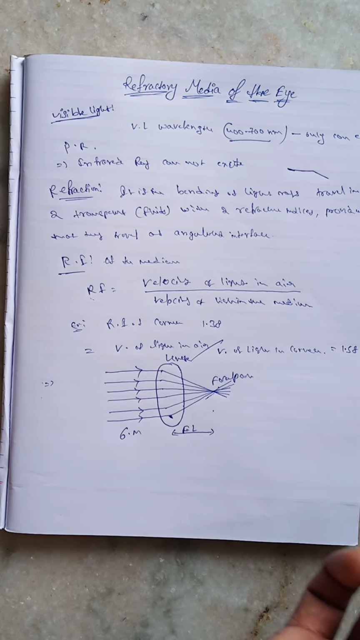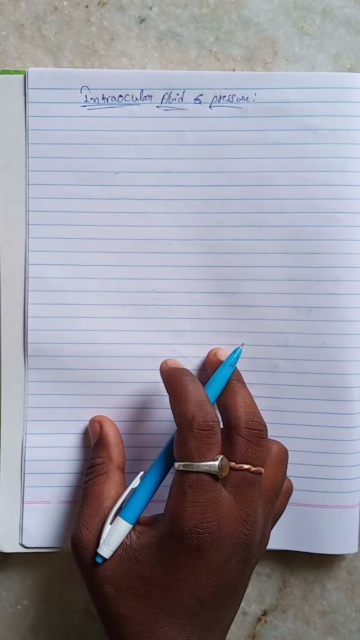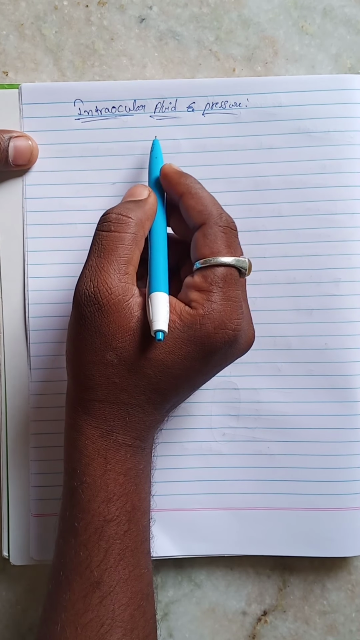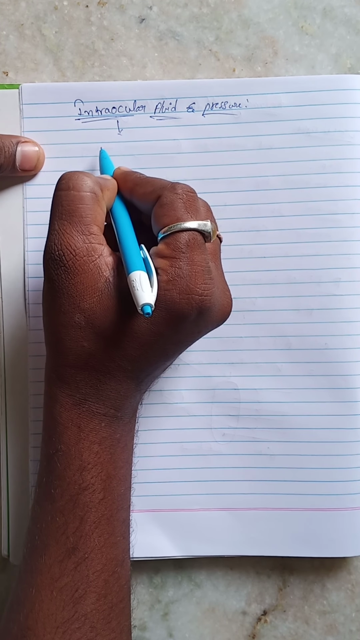Now we discuss one more topic, the intraocular fluid and intraocular pressure. So what is the intraocular fluid? Intraocular fluid is known as aqueous humor.